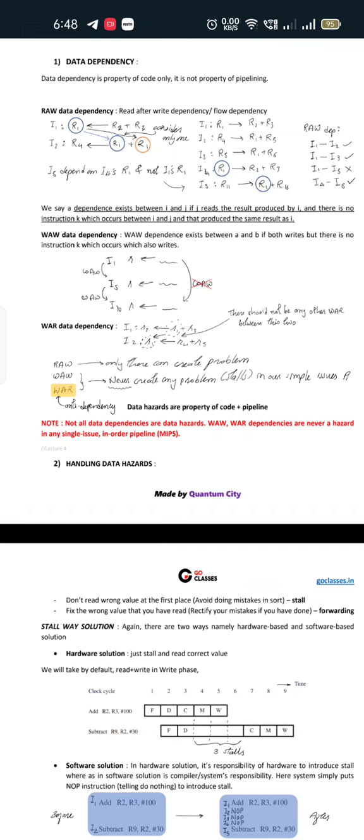There should not be any other write between them. RAW only can create a problem. WAW never creates any problem. WAR dependency. Data hazards are a property of code plus pipeline.